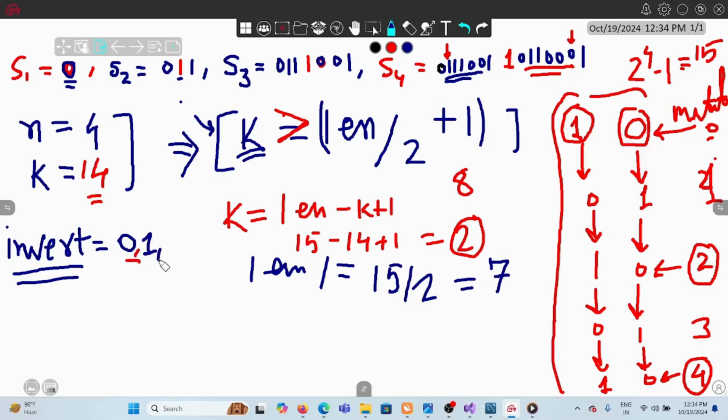Now we will go again. So what is the value of k? The value of k is 2 and our length is 7. Now we will again come here, so we will check the midpoint. What would be the midpoint this time?